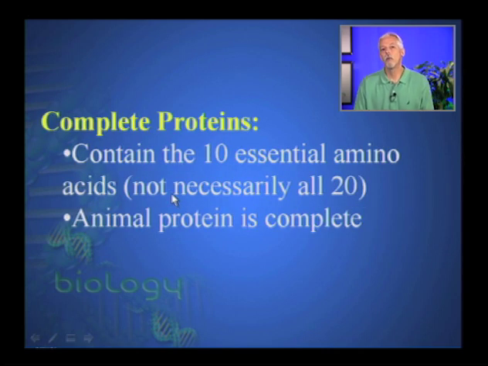Now, complete proteins are those proteins that have the 10 essential amino acids. So again, the 10 essential amino acids, not all 20, just the 10 essential, because if you have the 10 essential, you can make the 10 non-essential. And all animal proteins are complete. So it doesn't matter whether you're actually eating flesh, chicken, beef, fish, whatever, but also dairy products, milk, cheese will also have complete protein, and egg also is a complete protein. So any animal protein is a complete protein.